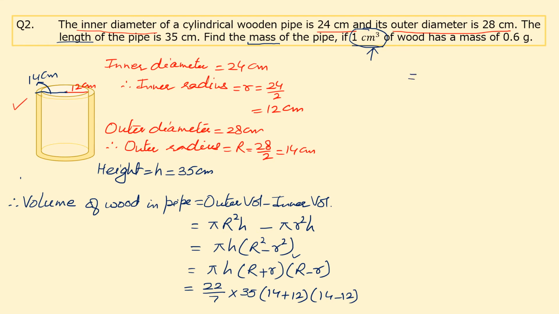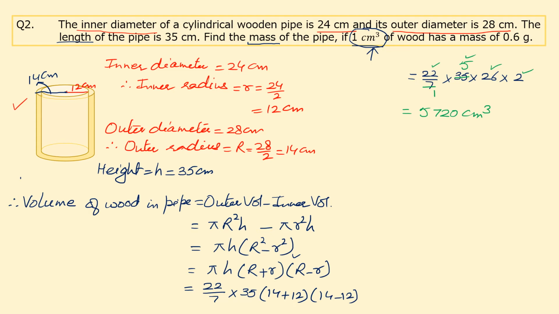So this is equal to 22 by 7 into 35 into 14 plus 12, which is 26, into 14 minus 12, which is 2. So let's do the cancellation. 7 ones are 7. 7 fives are 35. Right. So 5 twos are 10. Into 22 into 26 will become 5720 centimeter cube. Now this is the volume of the wood in the pipe.